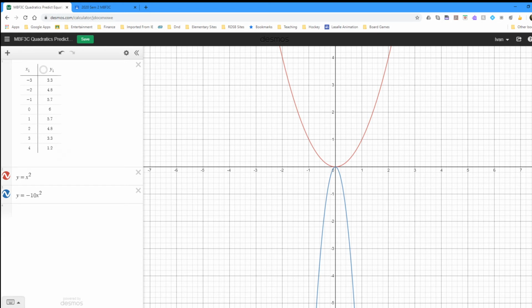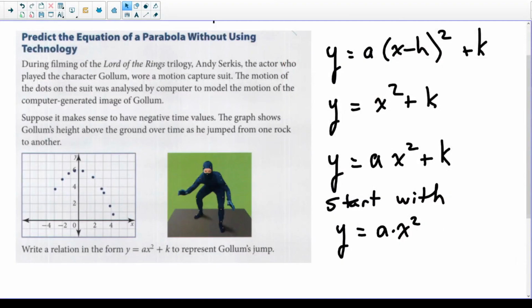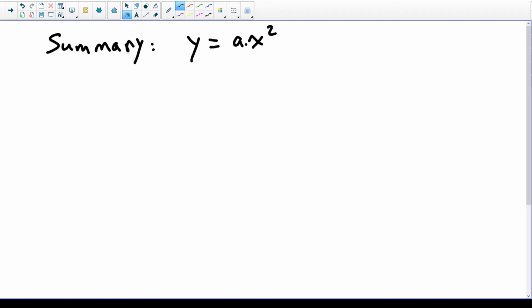So let's take a minute and go back to our smartboard here, and let's write some of this information down. Okay, so I'm just going to switch pages here. So, summary so far of y is equal to ax squared. So we're looking at the a value, and what does the a value do?